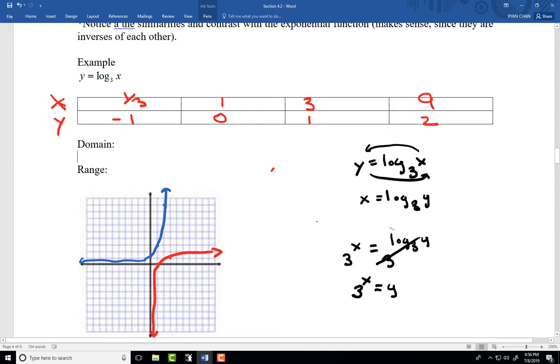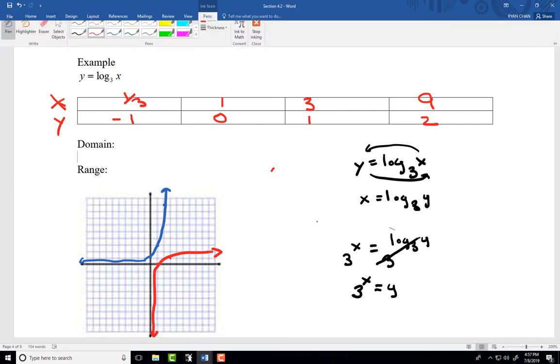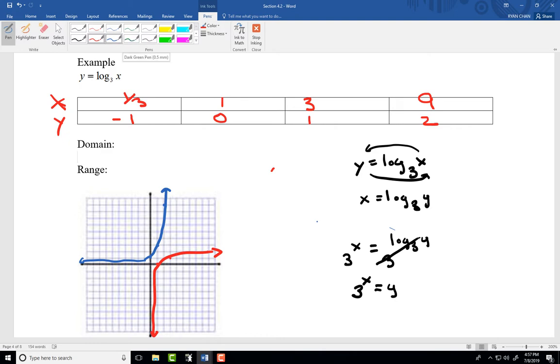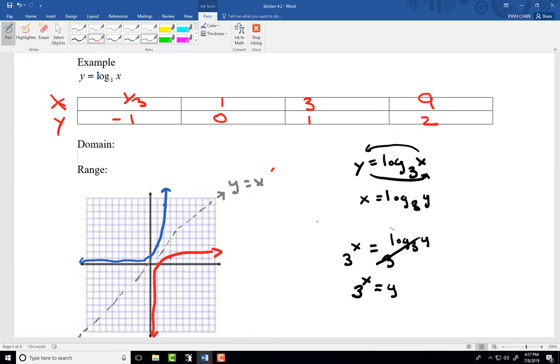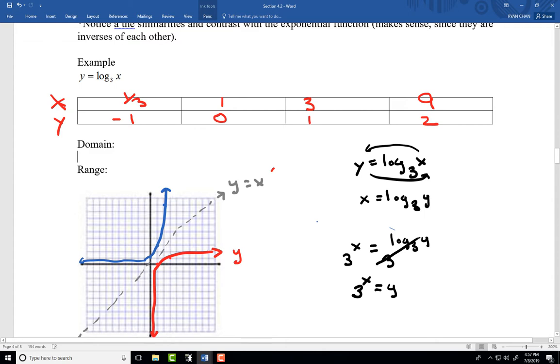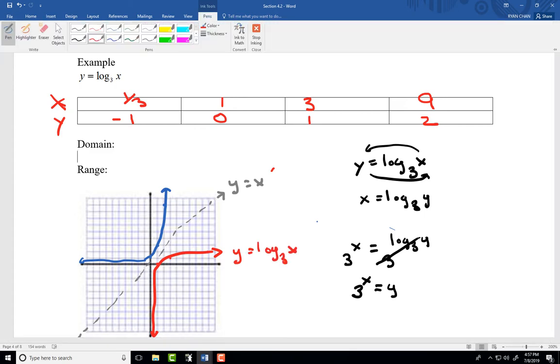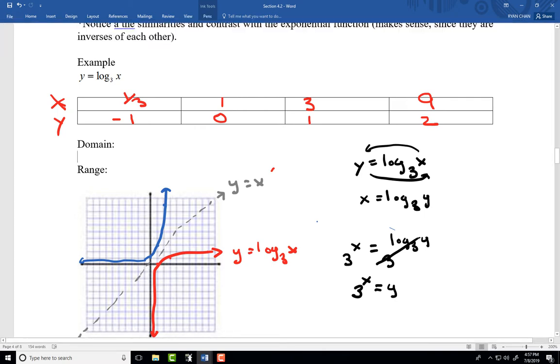And how do we know they're inverses? Obviously because my x and y's are swapped. But another thing too is, remember, it reflects over y equals x. Y equals x is my diagonal. They're mirror images. This is y is equal to x. And this is y is equal to log base 3 of x. And this right here is y is equal to 3 to the x.